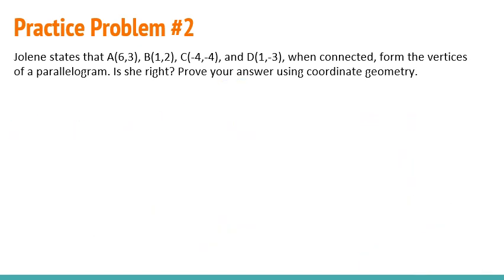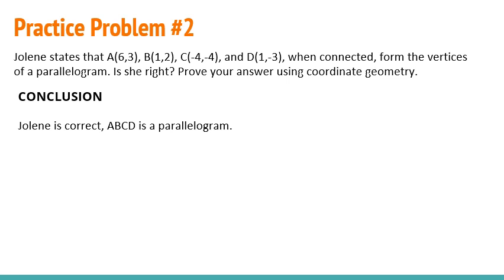All right, now that we've done all that math, now we kind of come to our conclusion. So we can see now for sure that Jolene was correct. ABCD is a parallelogram, right? And then what we'd want to do is reference all the math we just did. We want to cite our evidence.